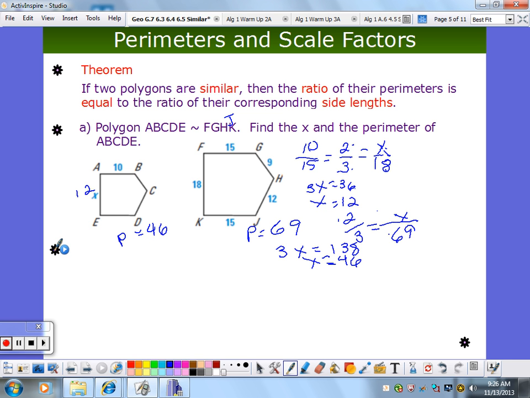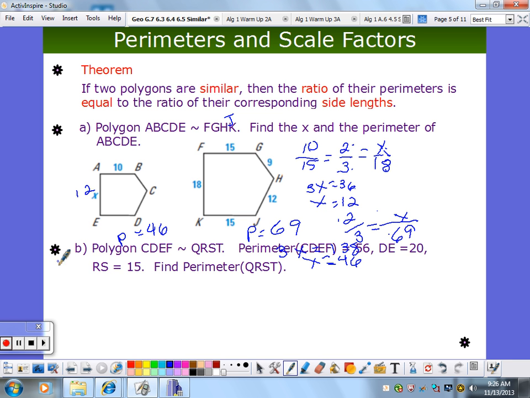Okay, so now let's see this guy. Okay, so we have another polygon here. I don't even have pictures, but you can always make a picture. But I know the perimeter of this one is 56. Yeah, I need pictures. I can't do it without pictures. So it's some kind of quadrilateral. C, D, E, F, and R, S, T. This perimeter here is 56.